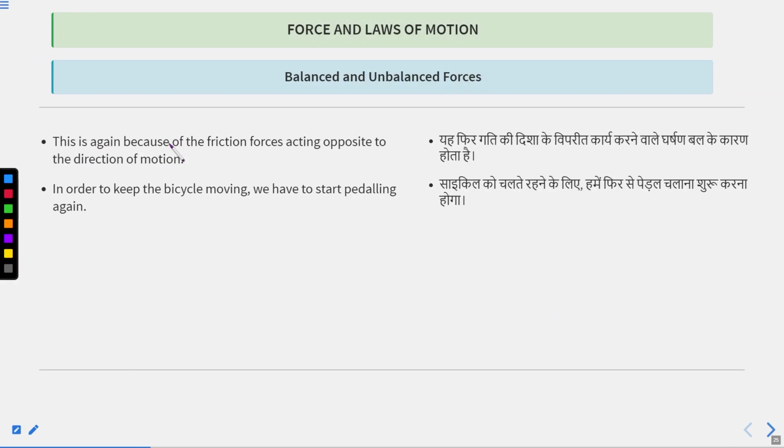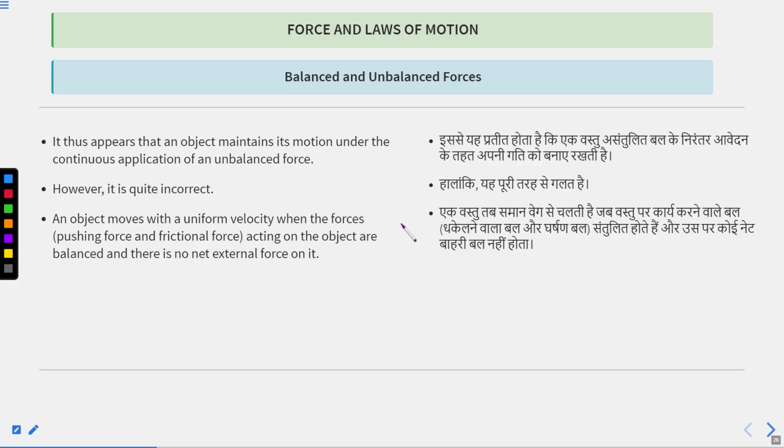Okay, so why does the bike slow down? Because of the friction force acting opposite to the direction of motion. In order to keep the bicycle moving, you have to start pedaling again, otherwise the bicycle will stop after a few times. It thus appears that an object maintains its motion under the continuous application of unbalanced force.